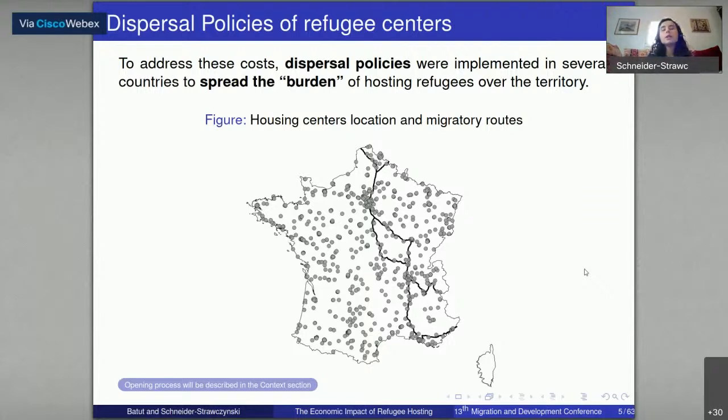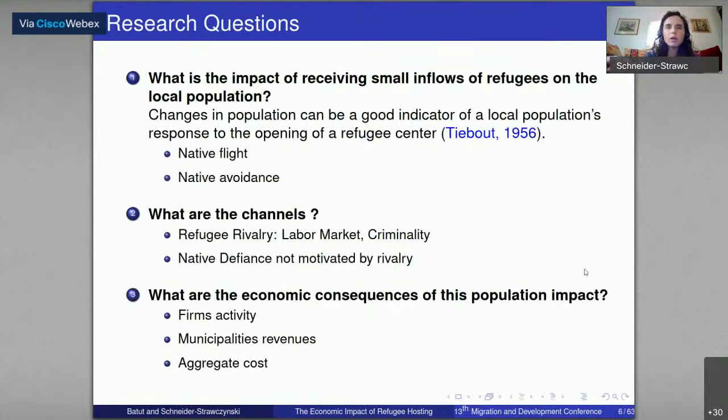To address these costs, the French government implements a dispersal policy in order to spread the burden of hosting refugees in small-scale centers that account for 0.3% of the population on average. And so in that paper, we ask three main questions. The main one being, what is the impact of receiving small inflows of refugees on the local population? And we will be looking at a change in population because we think it's a good indicator of a local population's response to the opening of a refugee center.